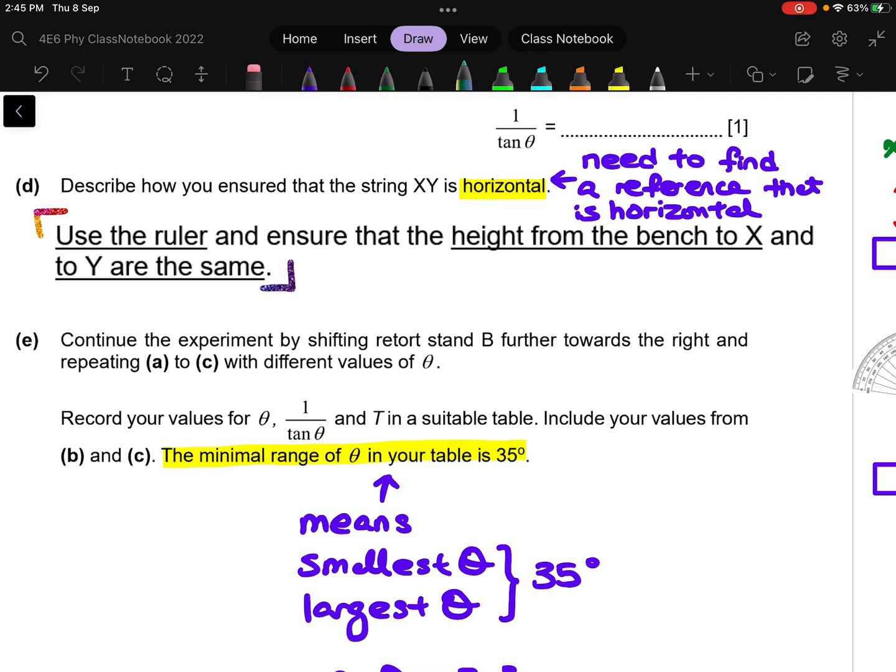I believe in the Cambridge exam, sometimes they will ask you how you are going to ensure something is horizontal, and you need to know what is acceptable and what is not. When you need to ensure something is horizontal, you need to find a reference to compare with, right? And that reference, you need to know that it is going to be horizontal. So it cannot be something that is in mid-air.